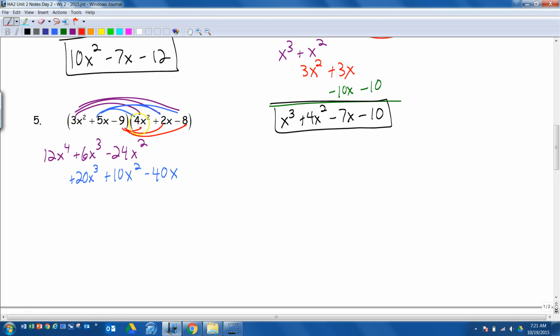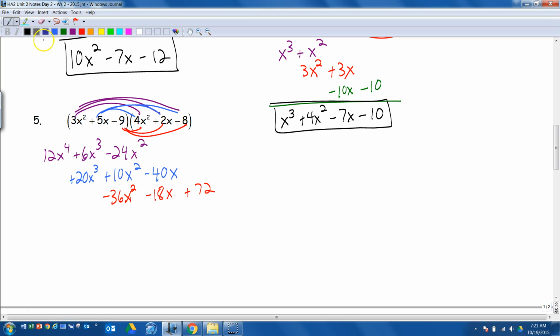We get a negative 9 times 4 is a negative 36x squared. I'll put that one right here. Plus, nope, negative 9 times 2 is a negative 18x. And finally, we have negative 9 times negative 8 is a positive 72.